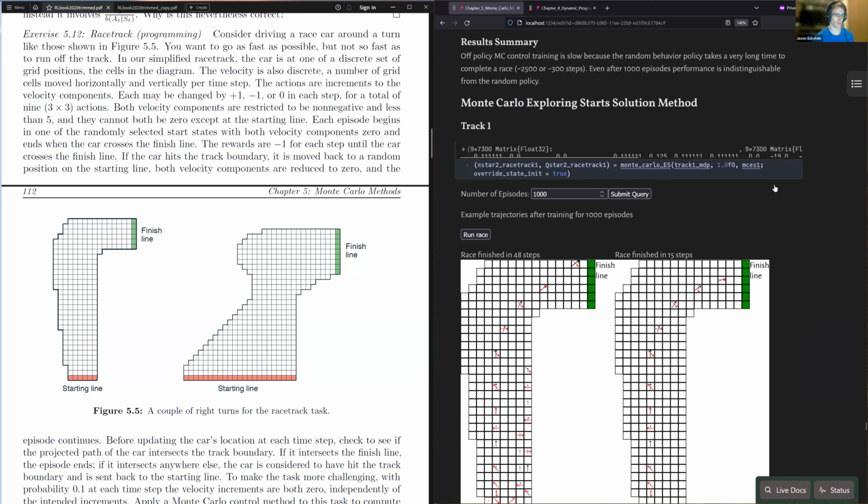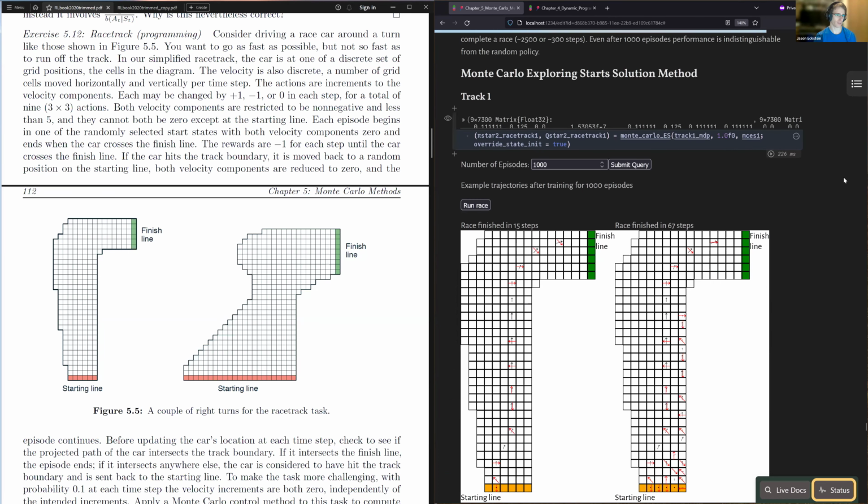So here, 1,000 episodes, and look, this is only like 200 or 300 milliseconds. And that's because after the first episode that completes, there is some learning that occurs. And then the policy here, we're following the target policy, which is trying to find the optimal policy. And immediately it's much better than the random policy. So each episode is much faster.